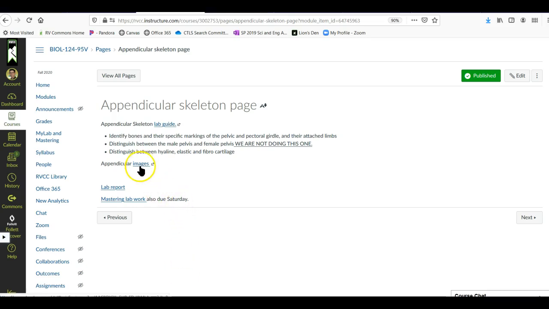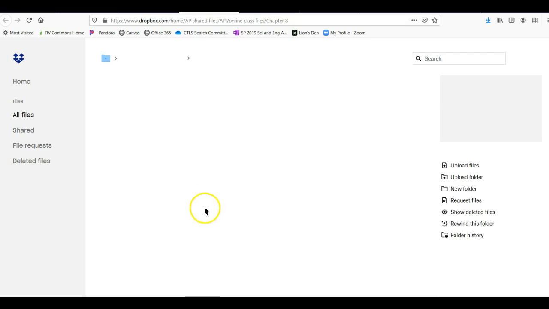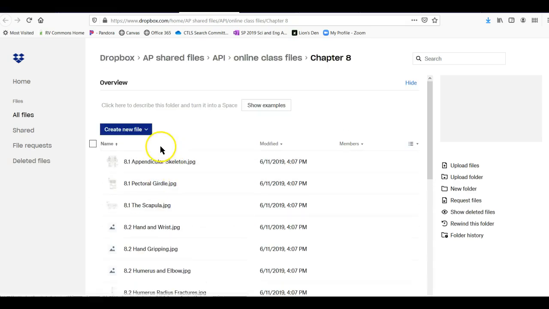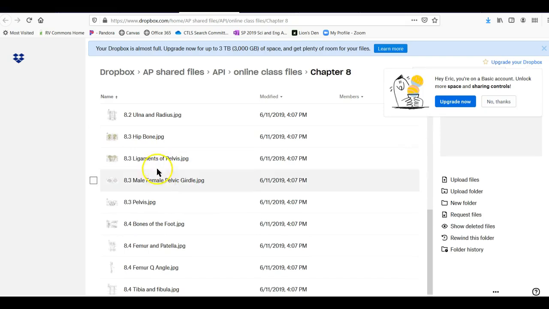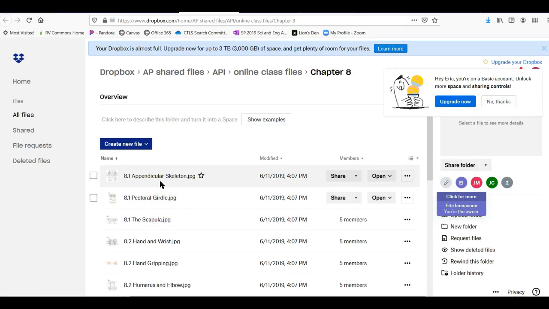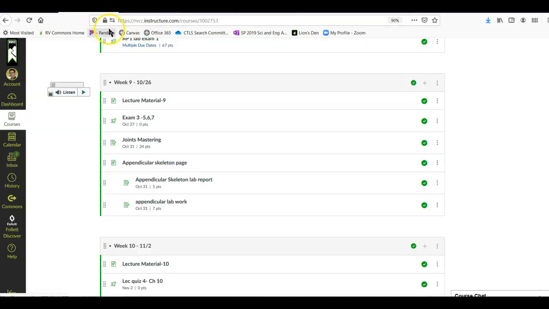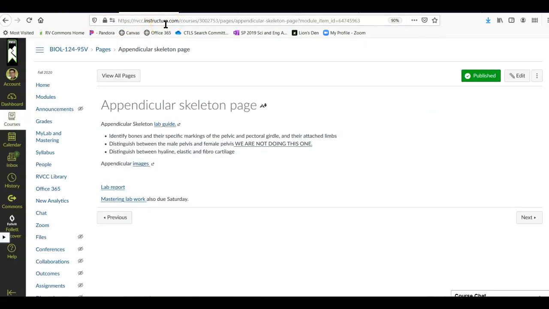I have again included a link to all of these images in Dropbox. I'm not going to open these, but it's all different images from the appendicular skeleton lab for you to download and make flashcards out of if you want to. So that's what this is here. I'll just go over what you need to know relatively quickly.